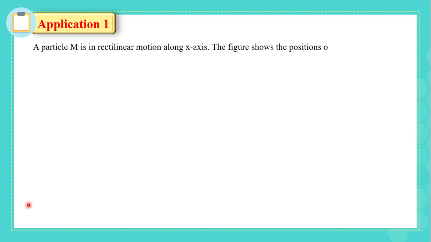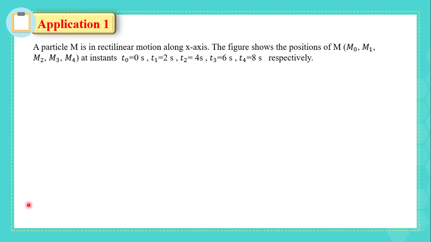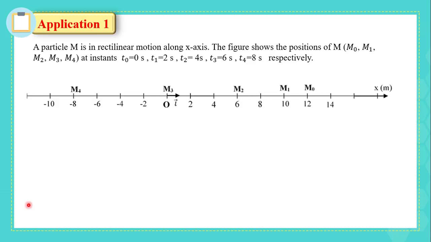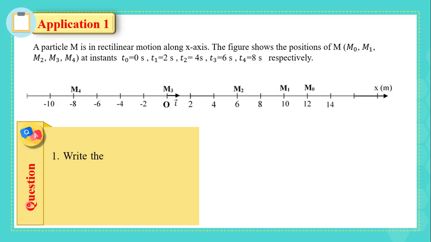Let's practice now by solving application 1. But before we start, don't forget to pause the video and try to solve the application by yourself. A particle m is in rectilinear motion along the x-axis. The figure shows the positions of m, M0, M1, M2, M3, and M4 at instants 0, 2, 4, 6, and 8 seconds respectively. Note that the durations separating two consecutive instants are constant.